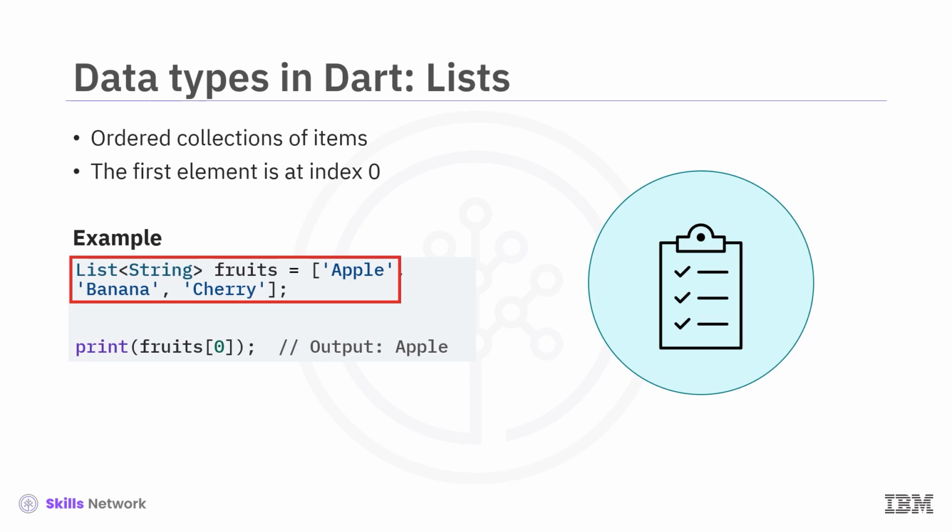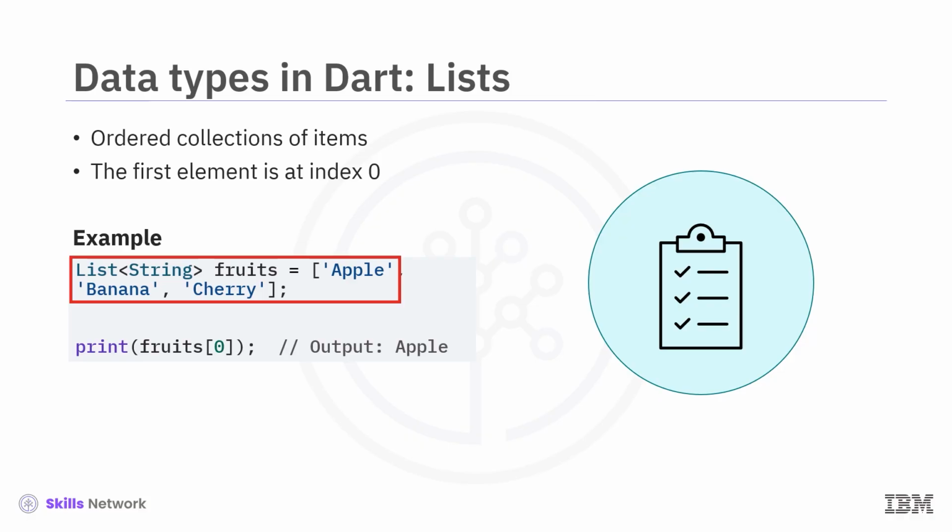Here, the lists in Dart are ordered collections, so the order of elements is maintained. Lists in Dart are zero-based indexing, which means the indexing starts from 0. In other words, the first element is at index 0, the second is at index 1, and so on. In the displayed list, apple is at index 0, banana is at index 1, and cherry is at index 2.